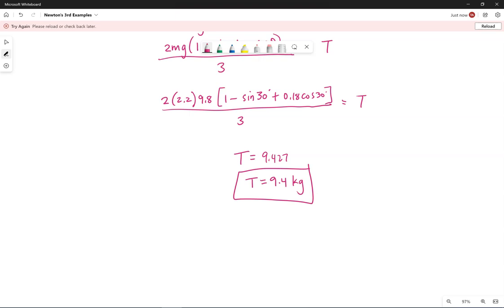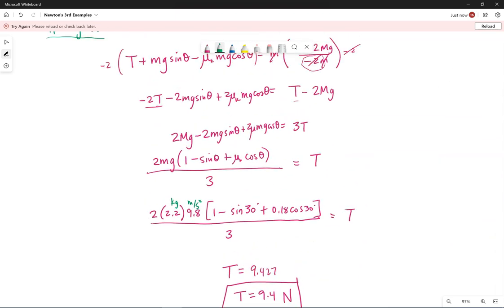Oh, I'm wrong on my units. I didn't solve for a mass, I solved for a force. And the units are coming because mass is in kilograms, g is meters per second squared. Kilogram meters per second squared is a Newton. So that is the tension in that string connecting the two masses in this case.